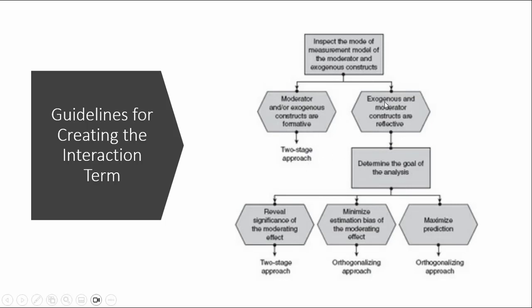But if all are reflective, it depends on our goal. If our goal is to reveal the significance of the moderating effect, we use the two-stage approach. But if the goal is to minimize estimation bias of the moderating effect, we use the orthogonalizing approach. But if it is to maximize the prediction, we can use the orthogonalizing approach.